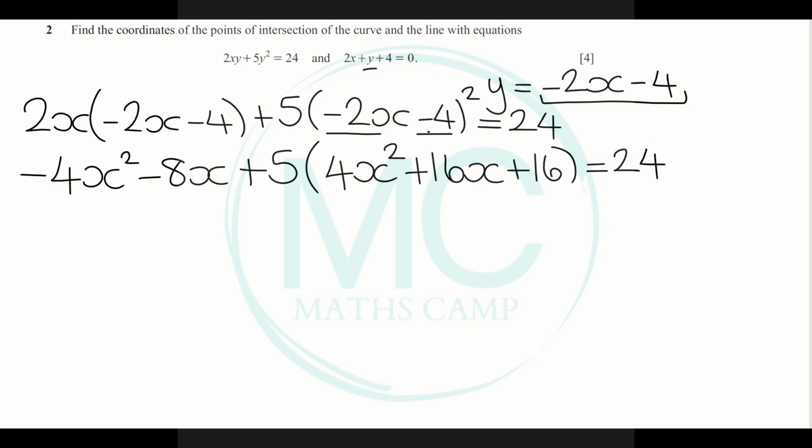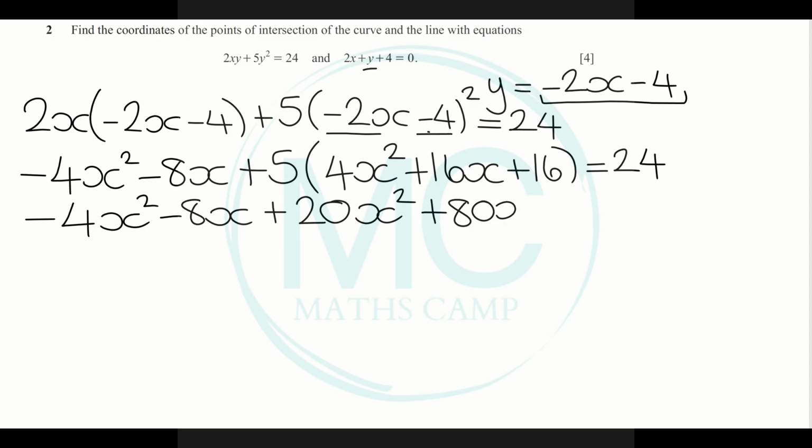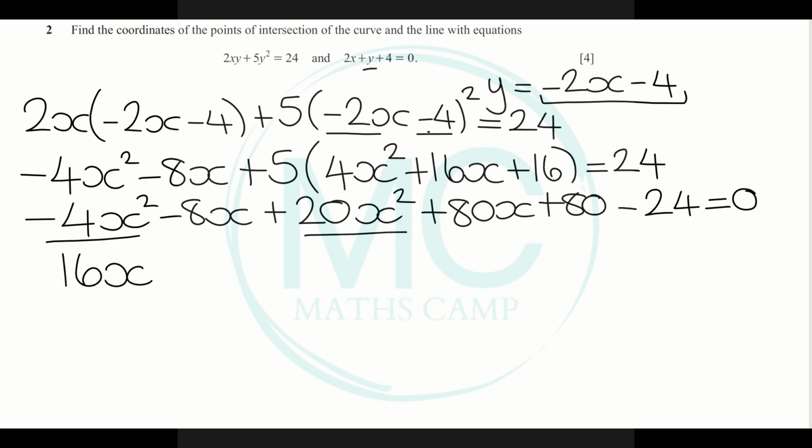Now I can expand. We have negative 4x squared minus 8x. 5 multiplied by 4 is 20, so we get plus 20x squared. 5 multiplied by 16 is 80, so we get plus 80x plus 80. We're working with a quadratic, and to solve for x, we need to make the equation equal to 0. So let's move 24 to the left. I have minus 24 is equal to 0. And now I can add like terms. Negative 4x squared plus 20x squared gives me 16x squared. I have negative 8x plus 80x gives me positive 72x.